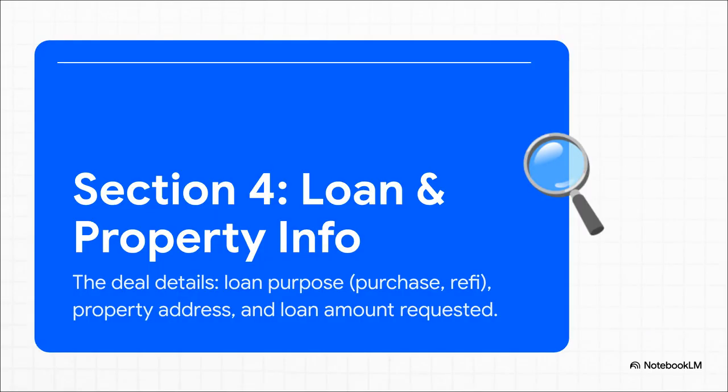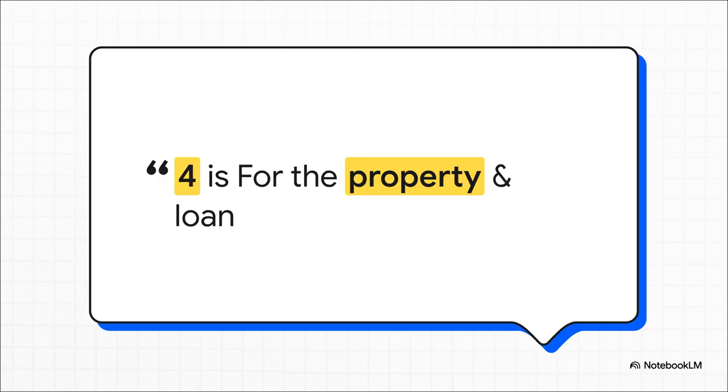All right, Section 4. This is where we get down to brass tacks. It's the what do you actually want part of the application. Are you buying a house? Refinancing? You'll put the property address here, and most importantly, the exact amount of money you want to borrow. You're telling the lender precisely what the plan is. And the way to remember this one? It's right there in the number. 4 is for the property and loan. Getting these details right is absolutely crucial because this is what defines the deal you're trying to make.